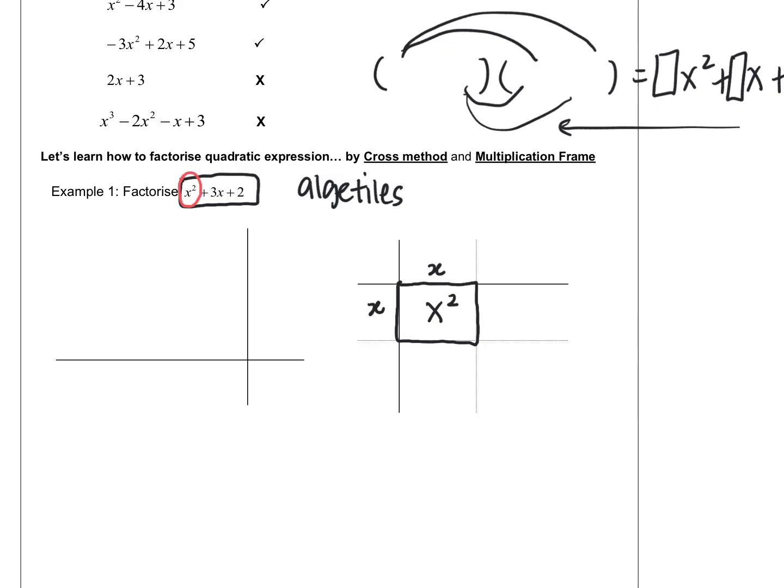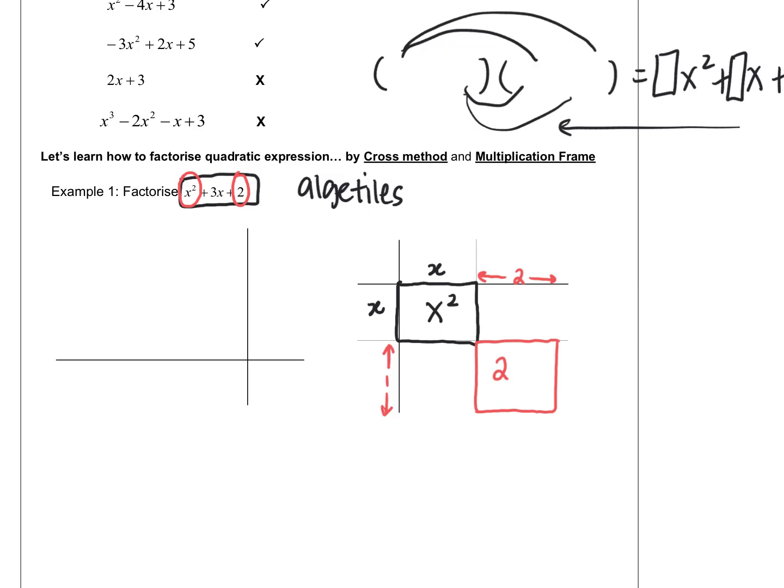The next tile I will take care of is the constant tile. I will always put it here. So what would the dimension of this tile be? What can the dimension of this rectangle be? What times what gives me 2? 2 times 1. So this one must be 2, and this one must be 1, so that 2 by 1 gives me 2.